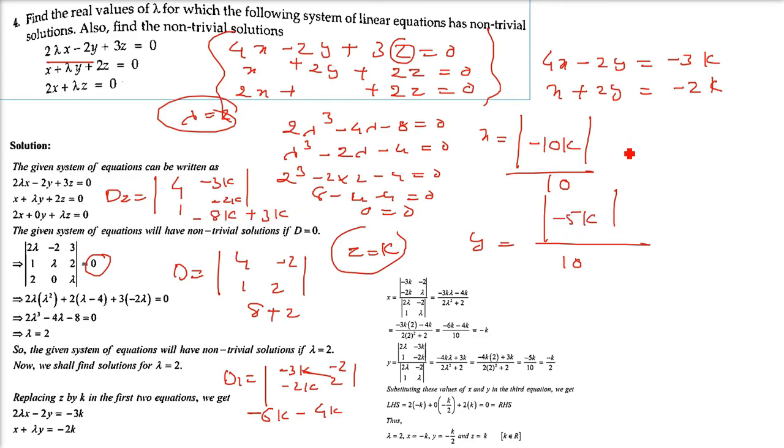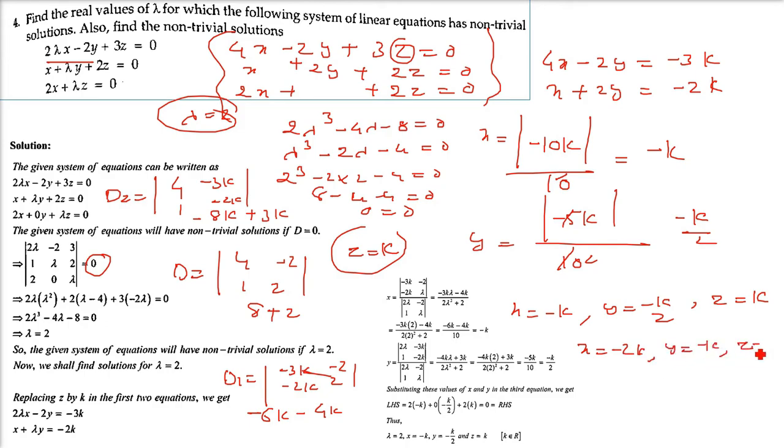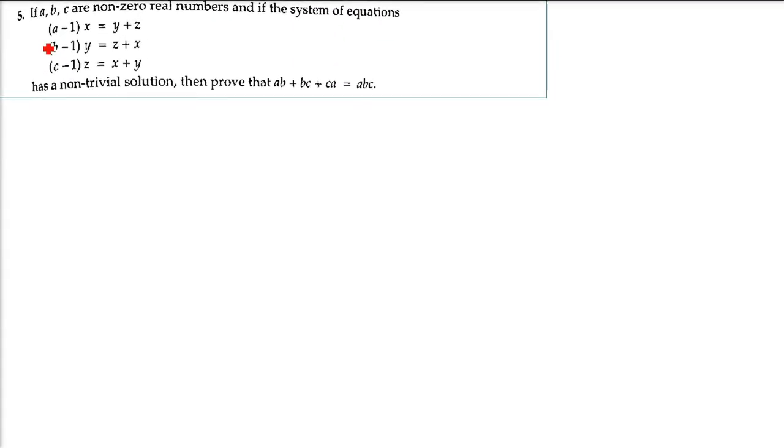So x becomes what? x is minus k. y is what? It's going to be minus k by 2. Now x is minus k, y is minus k by 2, and z we have taken as k. So multiply all of it by 2. What do you get? x equals minus 2k, y equals minus k, and z equals 2k. Now this is the solution for the third. If you put it in, it will be solving it.